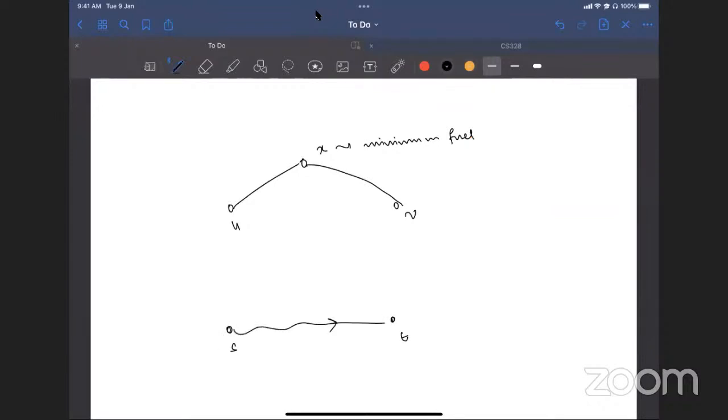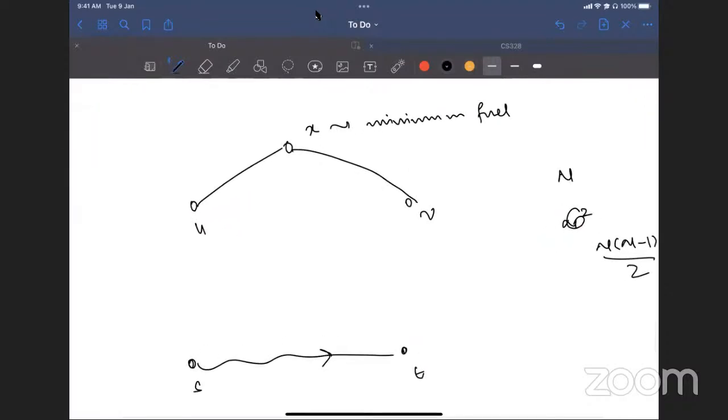I'm saying that I will build a new graph, and this will be a complete graph. By complete graph I mean if I have n vertices, then my new graph will have n into n minus 1 by 2 edges. No edge will be missing. I can go from any vertex to any vertex. And in my new graph, if I go from U to V without refueling at any X that falls in between U and V, I only refuel at U. What is the cost associated?